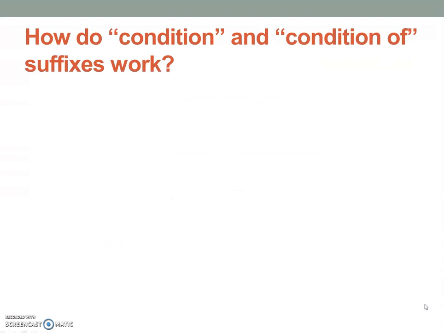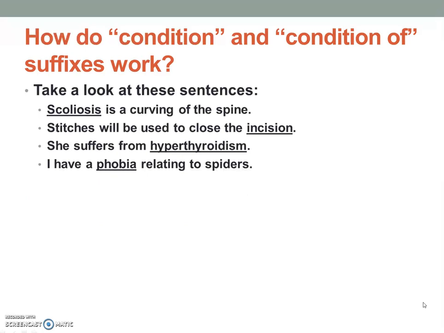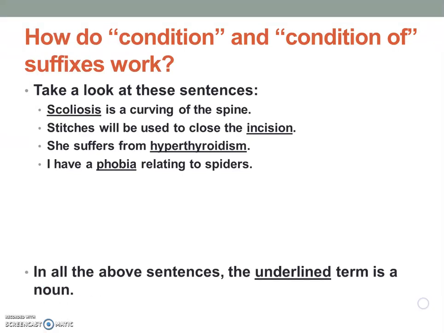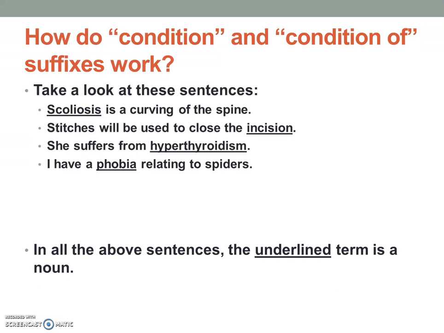So how do condition suffixes work? Well, let's take a look at some sentences. Scoliosis is a curving of the spine. Stitches will be used to enclose the incision. She suffers from hyperthyroidism, and I have a phobia relating to spiders. In all the above sentences, the underlying term is a noun.